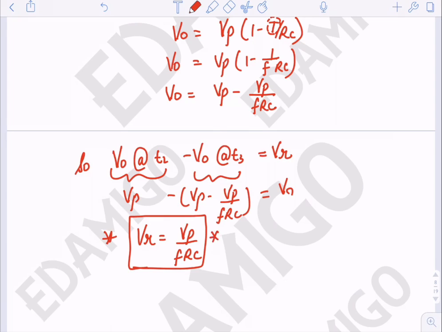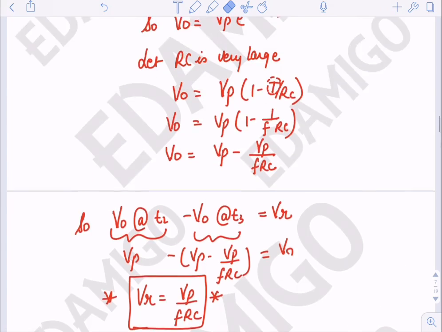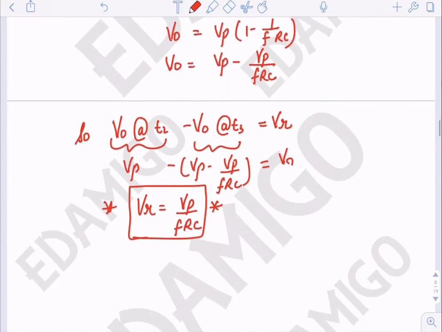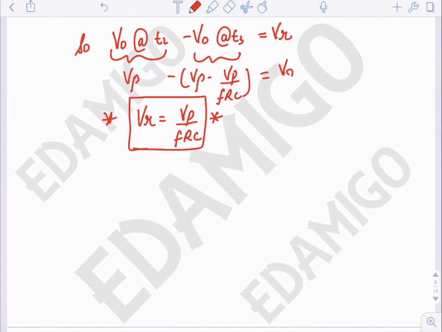A very important relationship. Now let us find out the delta T. Now what is delta T? Delta T is the time difference between t3 and t4. For this we will just do a little analysis. So let us say that the input is Vp cos omega t.